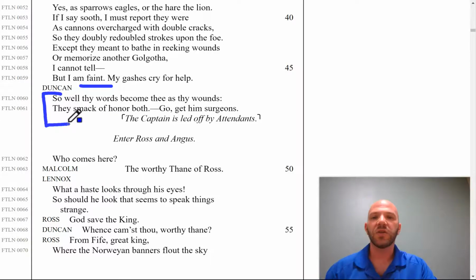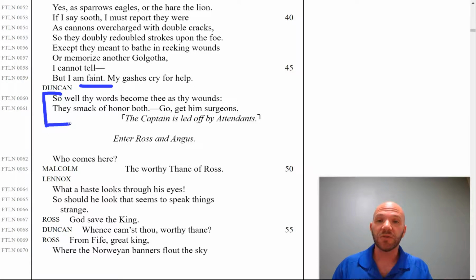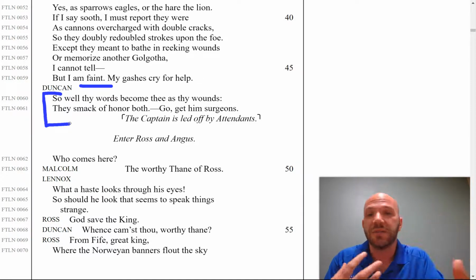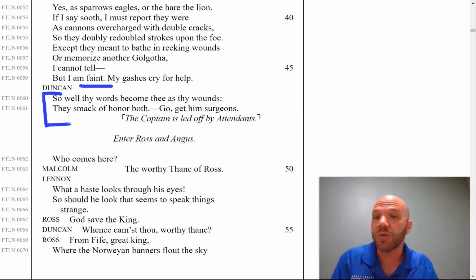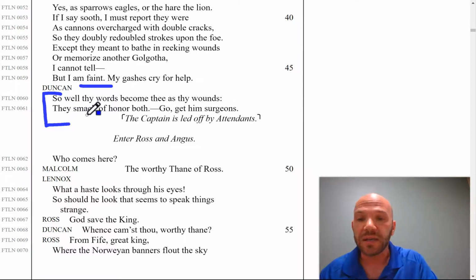Again, what does Duncan respect? Okay, he's giving him this report, so he respects those words just as well, and they're just as becoming to him, just as honorable as his wounds. His wounds are honorable. And he explains it here.